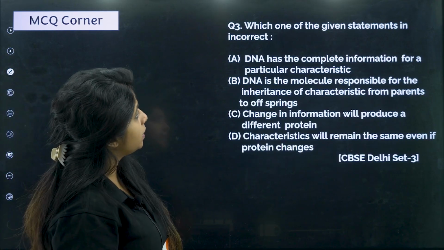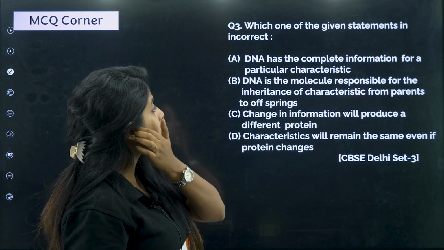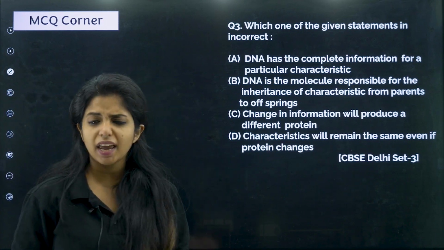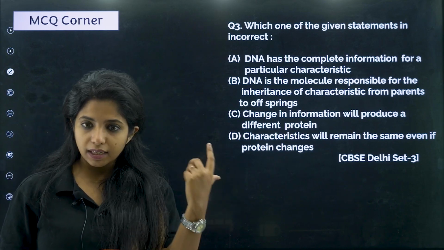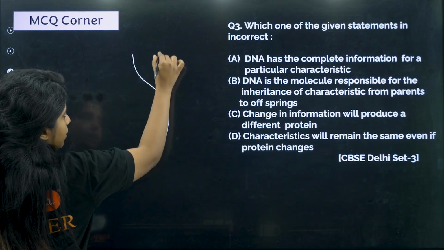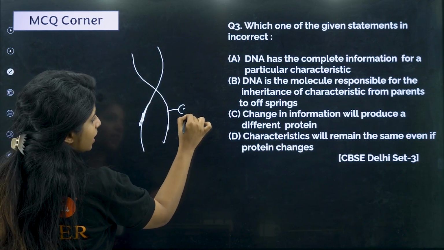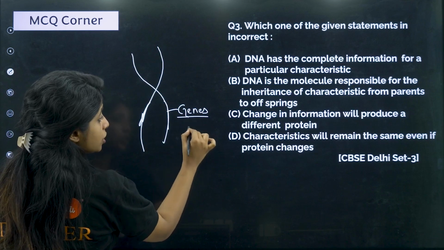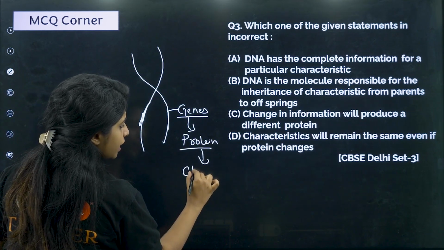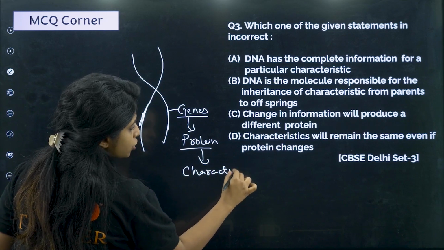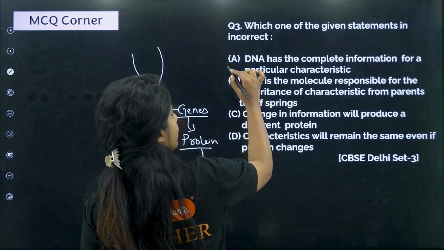Which one of the given statements is incorrect, my dear children? Let's find out. DNA has the complete information for a particular character. Exactly. DNA definitely has the information stored in the form of genes. If you see, DNA has segments, and these segments you call genes, and each gene codes for a protein, and each protein is responsible for our characters. So if you change the protein, it will change our character also. So DNA has the complete information for a particular character is true.